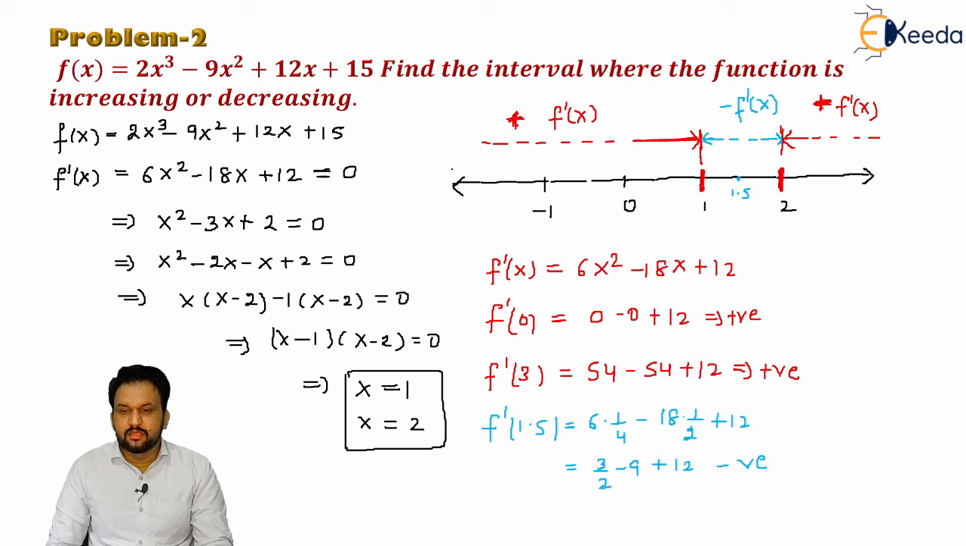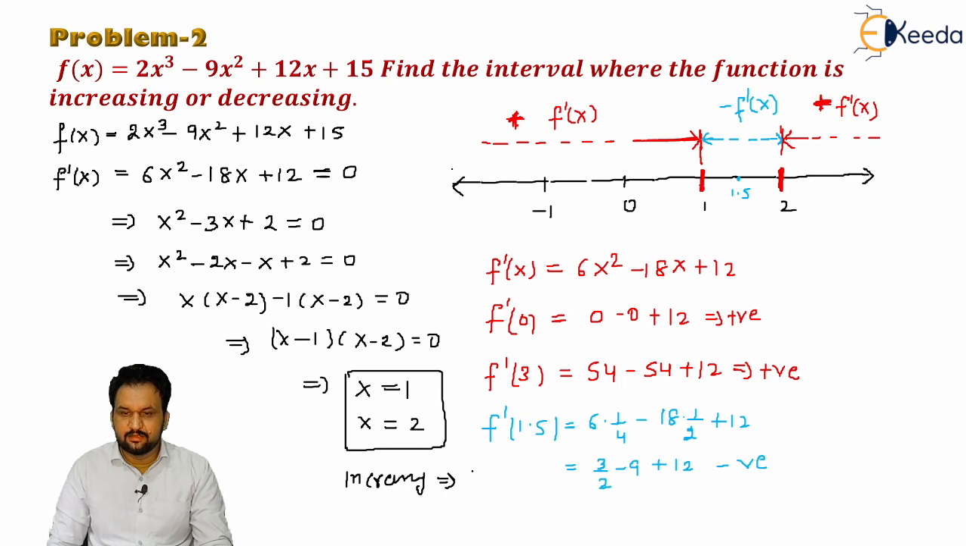Logic clear? So even when you are getting a negative value from this part, you can easily say at which interval your function is increasing and at which interval your function is decreasing. And how can we write this out? So for increasing, what does this interval become? We are talking about the increasing interval.